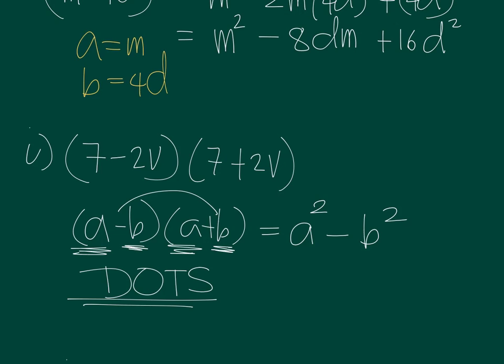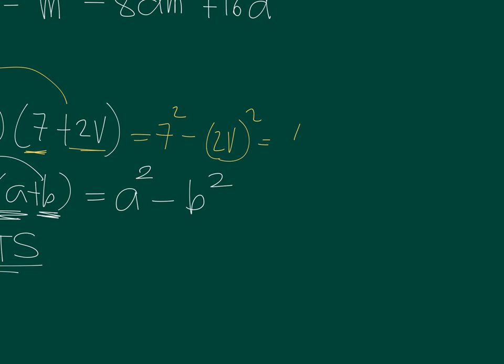So looking at problem 1I, same first terms, same second terms, and the signs in between are opposites. To simplify this, we follow a squared minus b squared, and that simply means 7 squared minus (2v) squared. Don't forget to include the 2 in the squaring. So 7 squared is equal to 49, 2 squared is 4, v squared is v squared. So this is the expanded form.